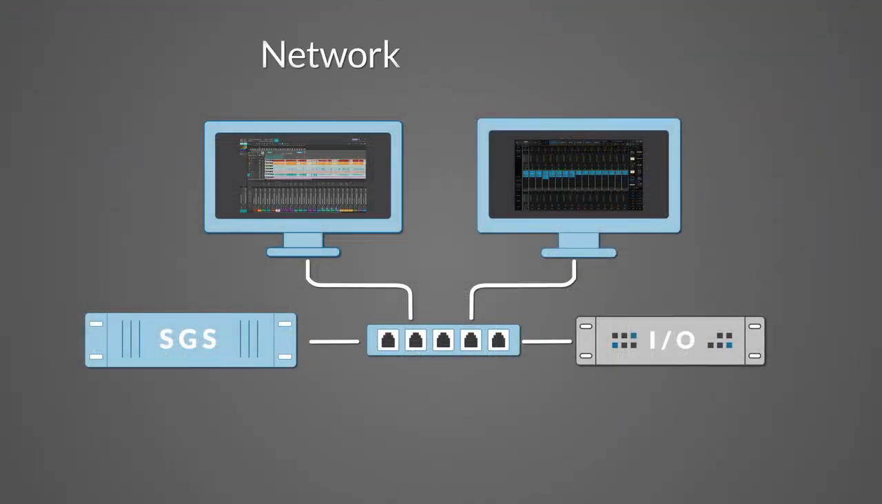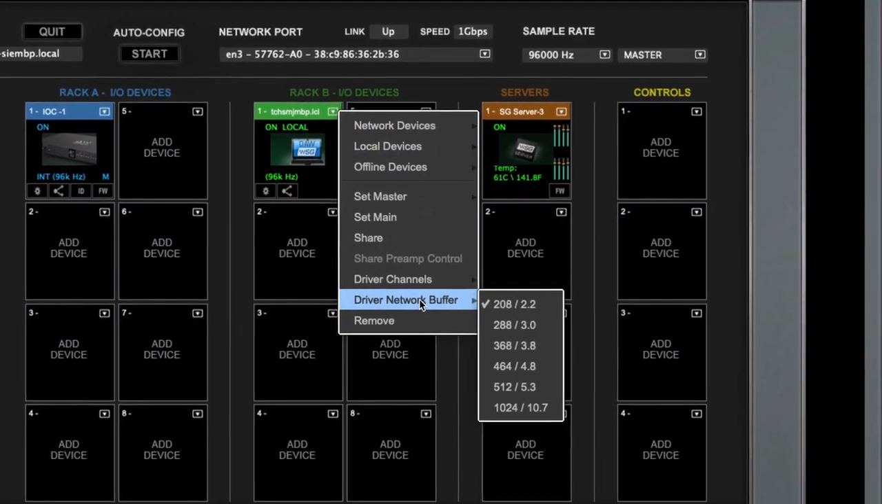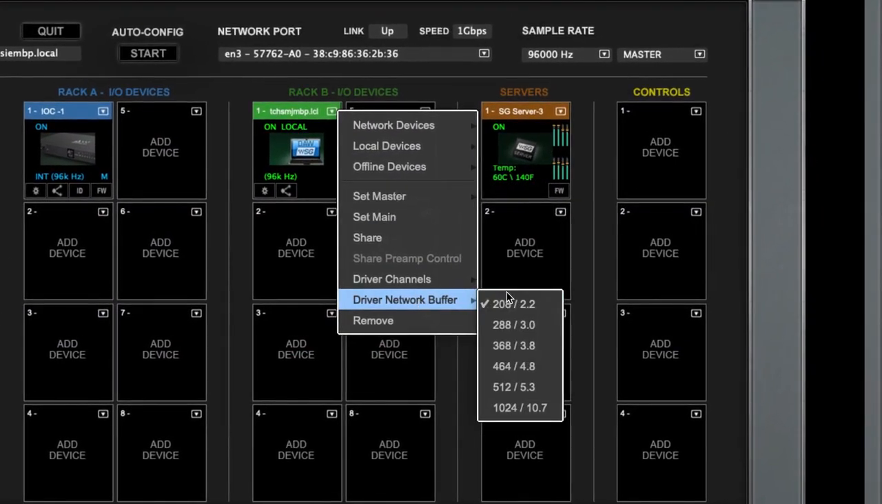The network driver buffer. This determines the amount of audio samples used to deliver the audio from the ACO core audio driver to the SoundGrid network. This buffer is also set in the SoundGrid host application's interface.